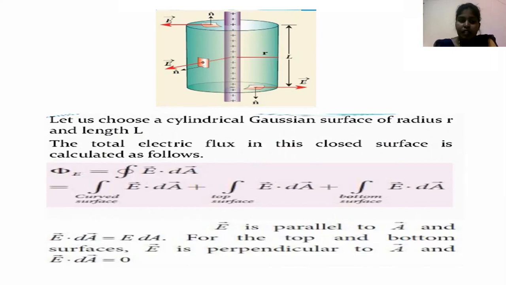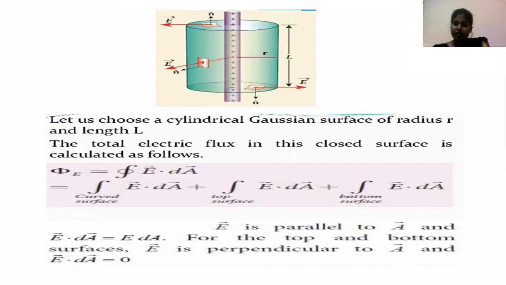We have three parts. The electric flux phi is equal to the integral of E dot dA. Now we're going to divide this into three parts: one top surface, one bottom surface, and the middle surface. Just imagine a cylinder: you have a top surface, the middle curved surface, and the bottom surface. There are three parts within this cylindrical Gaussian surface, so we divide this integral into three parts.